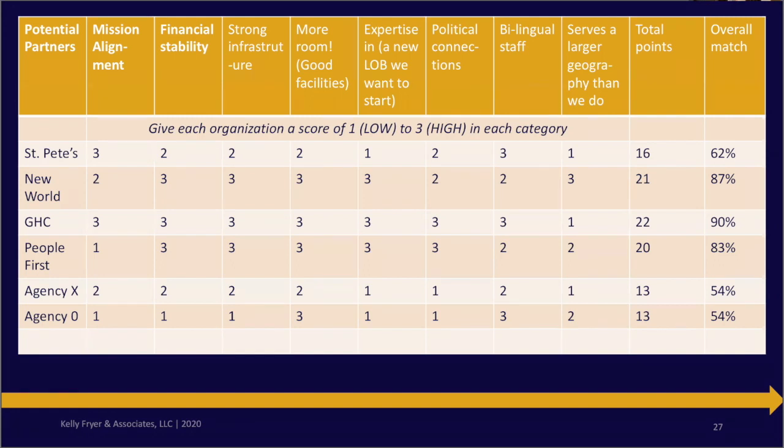So give each organization a score in each category and then add those points up. And then you figure out the overall match by simply dividing the total points they have by the total points possible. So in this case, there are 24 possible points. 16 divided into 24 is 62%. So St. Pete's is a 62% overall match.